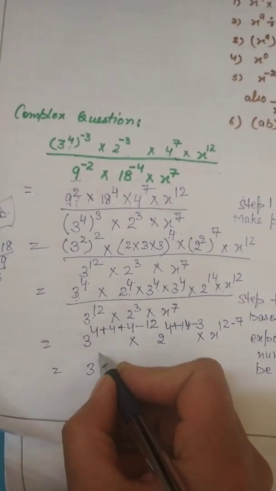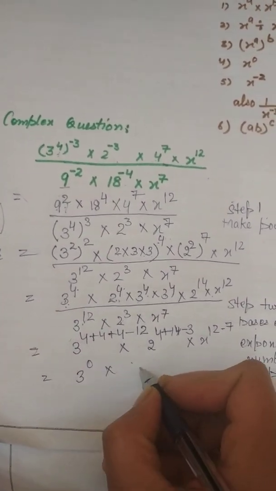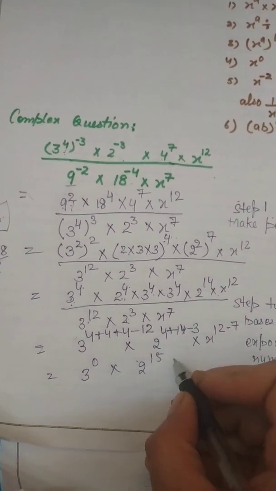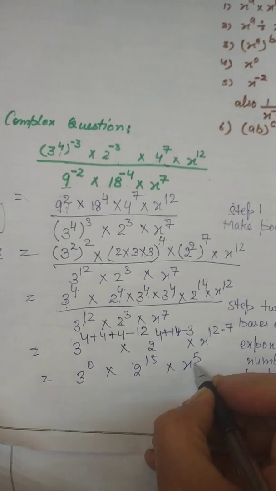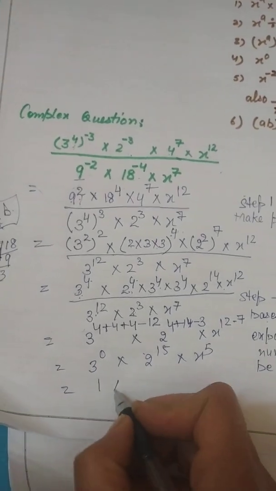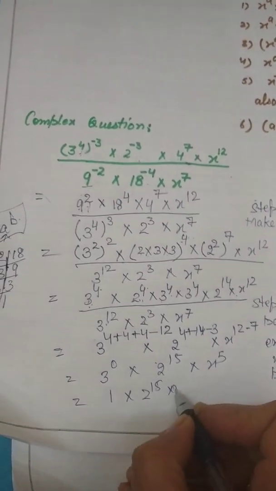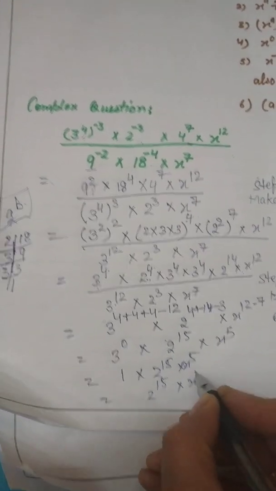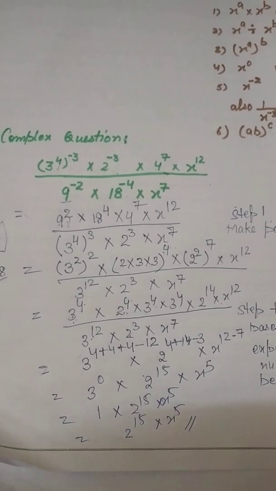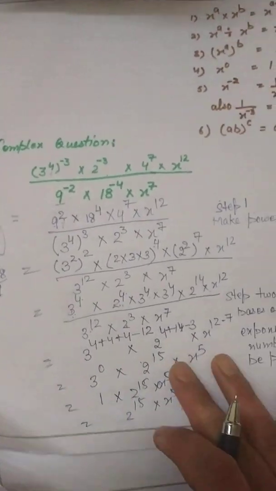So this is actually 3 raised to power 0. This is actually 2 raised to power 15, I suppose, yeah. And this is x raised to power 5. So this is 1, 2 raised to power 15 into x raised to power 5. And your simplified answer is this. Don't forget to highlight your answer. Okay, so that was all about presentation.